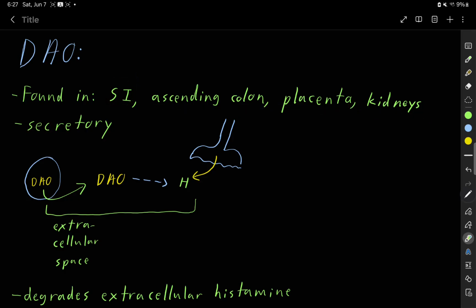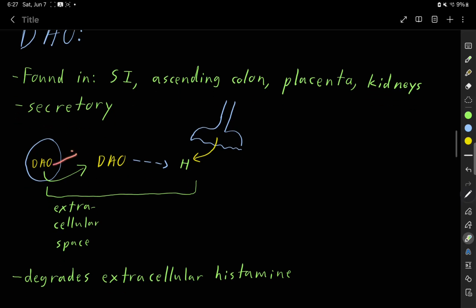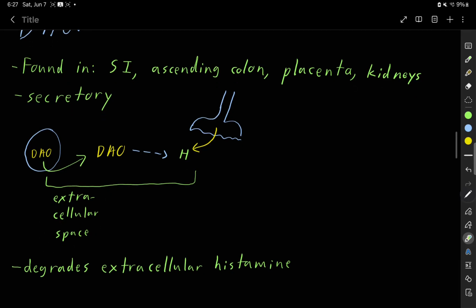It's what's known as a secretory protein, meaning it gets secreted out of cells and goes out into the extracellular space to do its job. And because of this, it is responsible for breaking down and degrading extracellular histamine. So, for example, histamine that gets released from neurons or mast cells and is now in the extracellular space gets regulated and terminated by diamine oxidase.